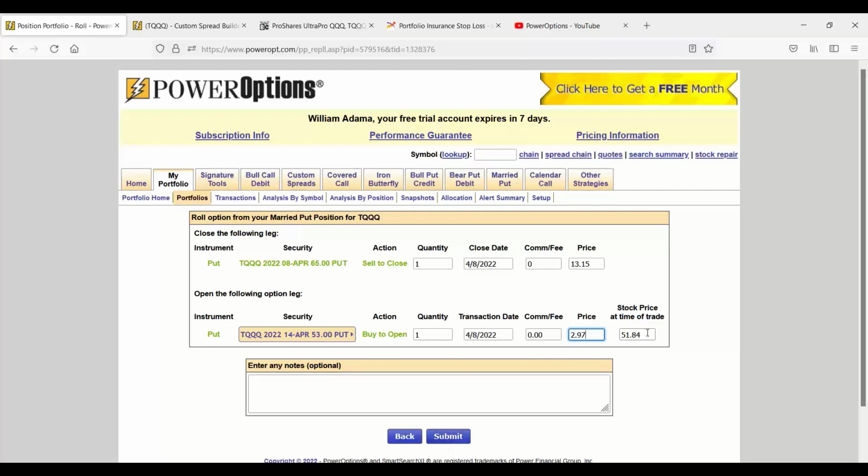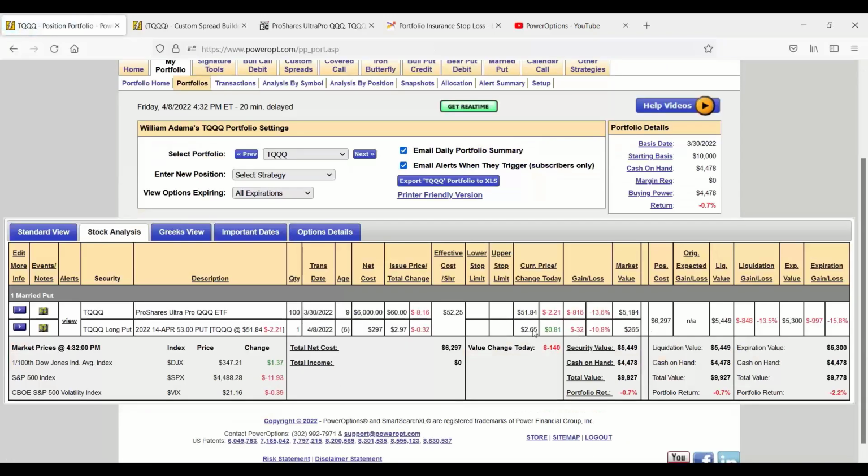Let's just put it today. Stock price probably around here, 51.84, maybe a little bit lower. All right. Okay, so what did that do? Now that lowers our cost basis on the stock down to 52.25. We're holding a 53 strike put at 2.97. This 52.25 effective cost per share is taking into account the profit from the closed put that you had. And you've got a 53 put at 2.97.